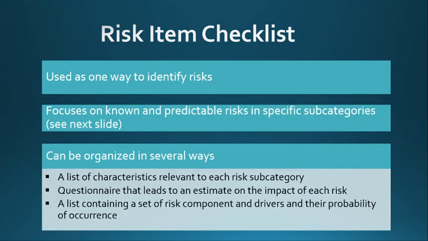So a list of characteristics relevant to each risk subcategory. Then we may need to prepare some kind of questionnaire that leads to an estimate on the impact of each risk. Okay, then we can do it like a list containing a set of risk components and drivers, that is cost drivers, and their probability of occurrence. These are the things that we have to check during our risk identification.